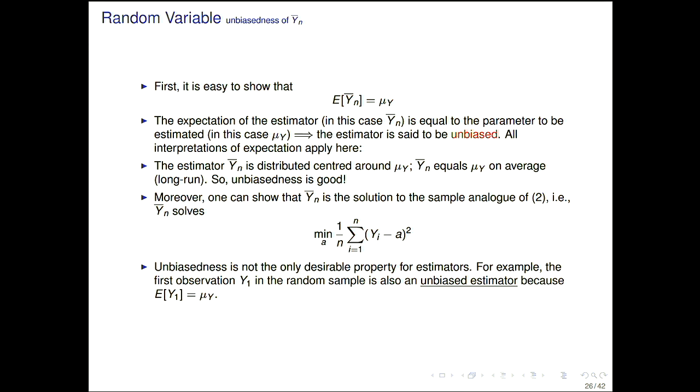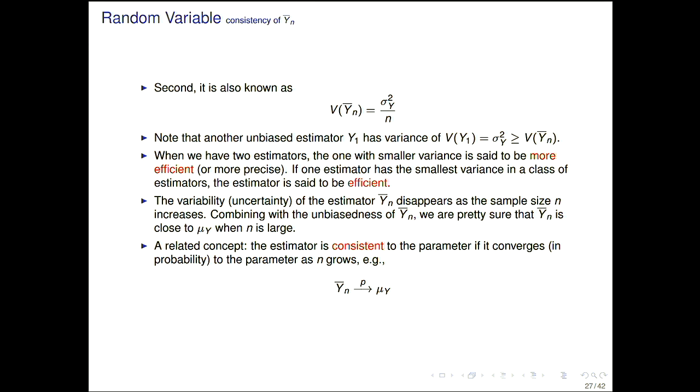Y1 also has the same variance, but as long as the sample size is larger than 1, the variance of the sample mean is smaller than the variance of Y1. You have two estimators, and one has smaller variance than the other. Then the one with the smaller variance is said to be efficient, more efficient than the other.